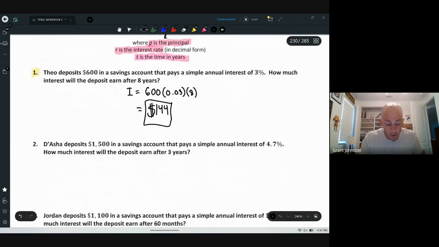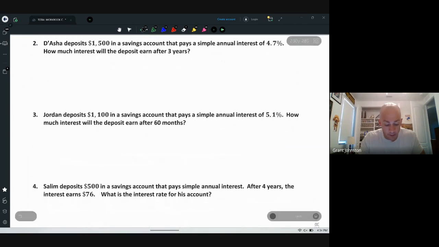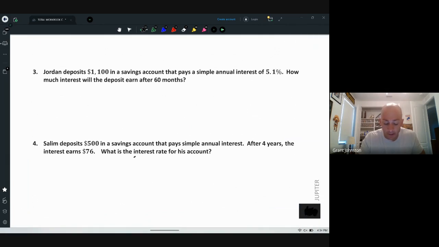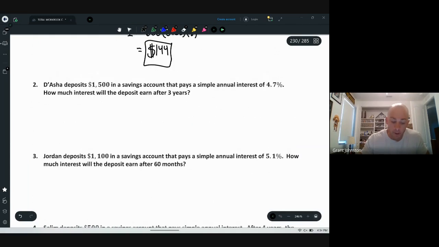So you can do 2, 3, and 4. Just be careful on that one because it's a little bit different. It's asking what is the interest rate. So it gave you the interest of 76, and it gave you the principal. You have to figure out the rate after 4 years. Okay, so you have to figure out the rate. So you can solve that equation for R. But 2 and 3, I think you should be okay with.